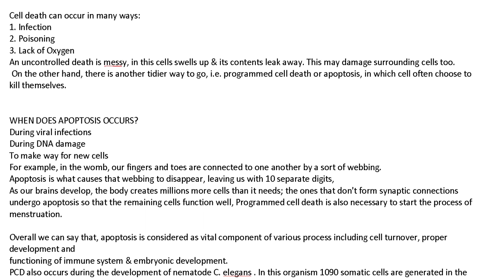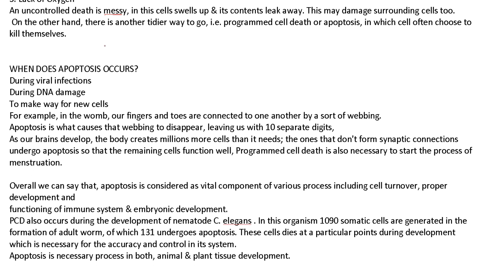So when does apoptosis occur? It occurs during viral infection, during DNA damage, to make new cells. In the womb, our fingers and toes are connected to one another by a sort of webbing when we are developing in the fetus. But apoptosis occurs between the fingers so that the gap forms, so that the digits separate. We are just revising, so I'm going a little quicker.